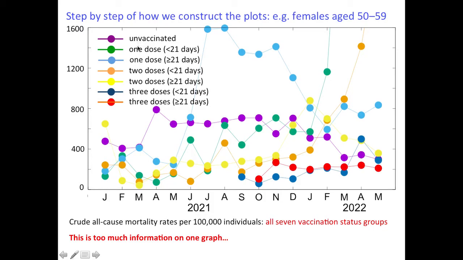So unvaccinated, 1 dose, recently, 1 dose, less recently, and so on. But the problem is, if we do it for all of these different vaccination statuses, we get what I would call a dog's dinner. I don't think this is a very useful graph. There's just too much information here. So instead, what we'll do is group together the 2 vaccination status groups, recent 1 dose or not recent 1 dose. And we'll do the same for 2 doses and the same for 3 doses. And this will allow us to have a much more clear plot.